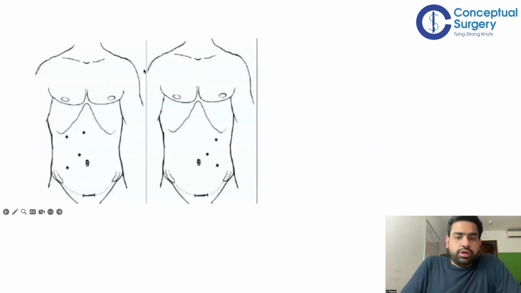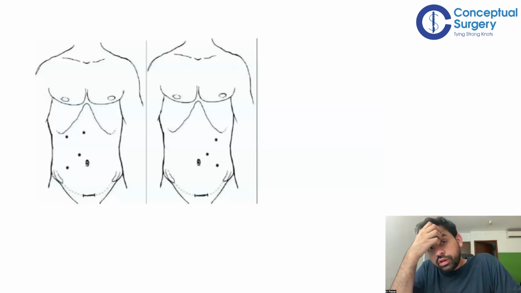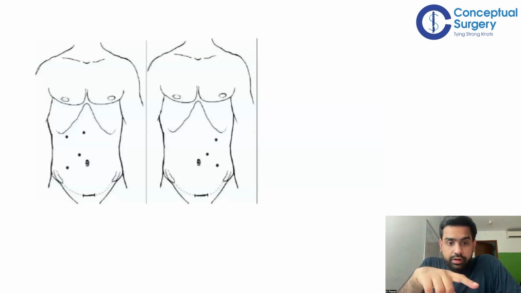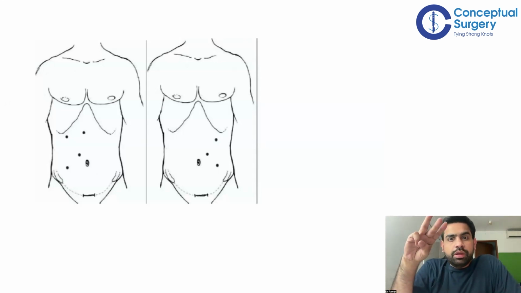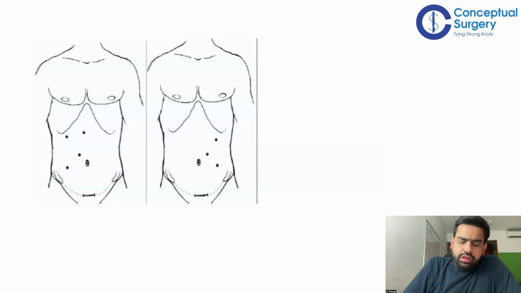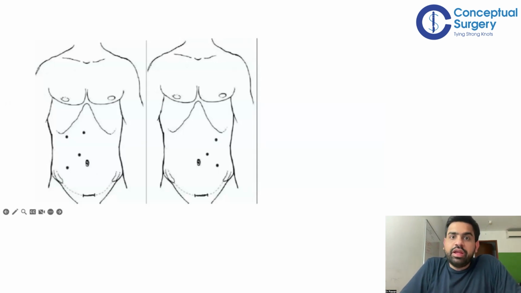So, what do you do? What you need to understand is, first, the port placement. Port placement is that you usually place around 3 or 4 ports. Now let me walk you through it one by one. Let's assume that I am a patient and I need a laparoscopic nephrectomy, let's say tomorrow. What will you advise me beforehand?